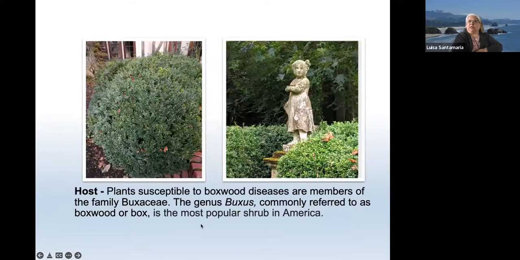So the host that we are talking about today is the genus Buxus, part of the Buxaceae botanic family, that is susceptible to several diseases. This genus is referred to as boxwood or box. It's one of the most popular shrubs in America and also in Europe. But in Europe, they have had a lot of problems with one of the diseases, and it is disappearing, not in as high demand as it still is here in America.